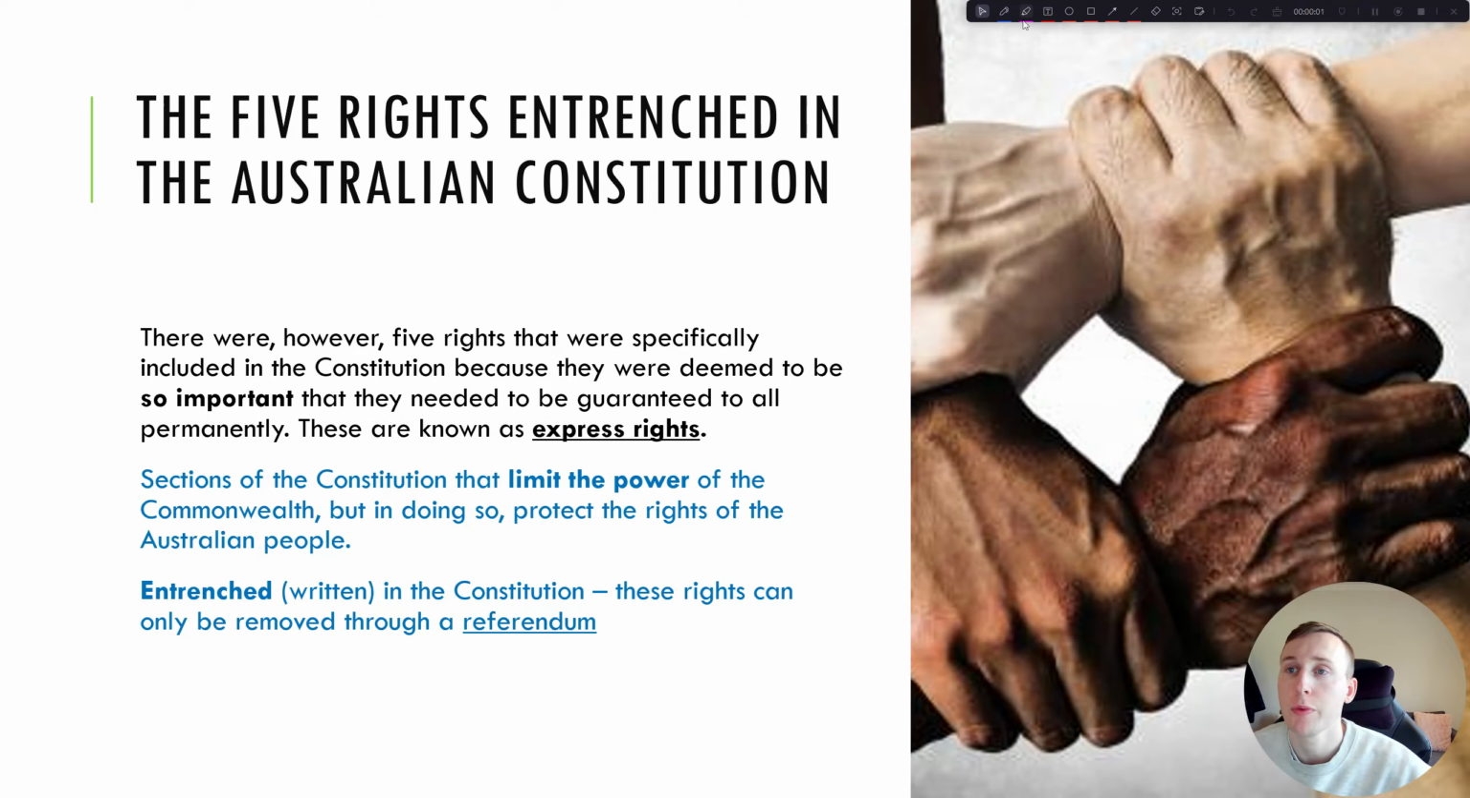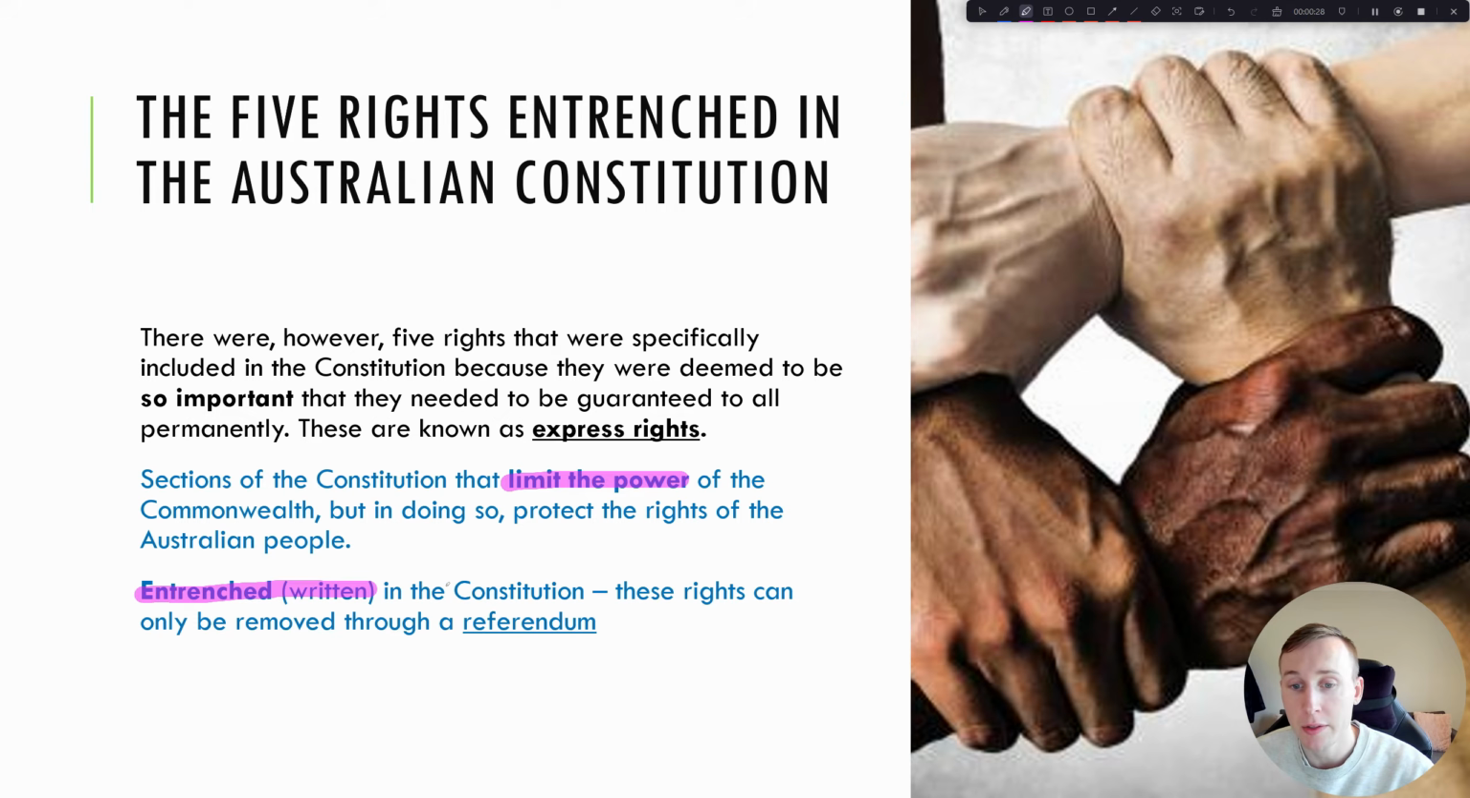So our first protection in the Constitution is known as an express right. These are basically sections in the Constitution that you can open up and find them physically there. They are limiting the power of the Commonwealth, and by limiting the power of the Commonwealth, they basically protect our rights as Australian people. The most important thing to really note about express rights is they are what's known as entrenched or written in the Constitution.